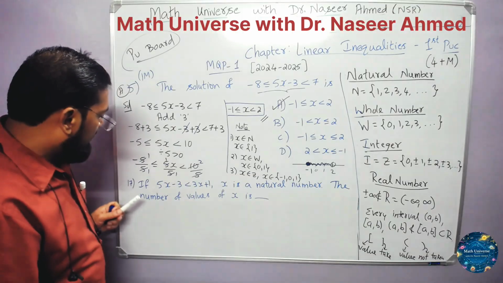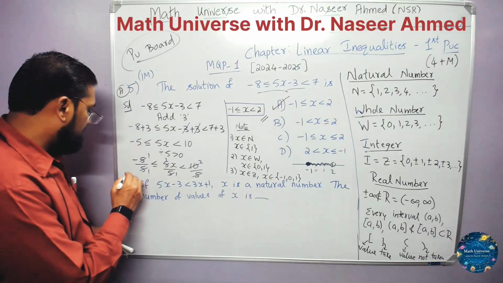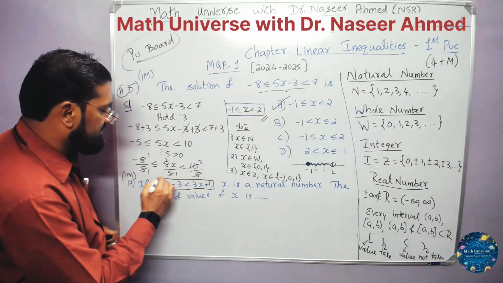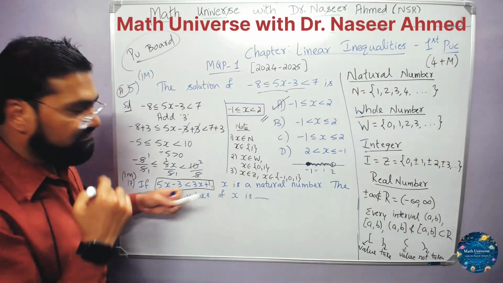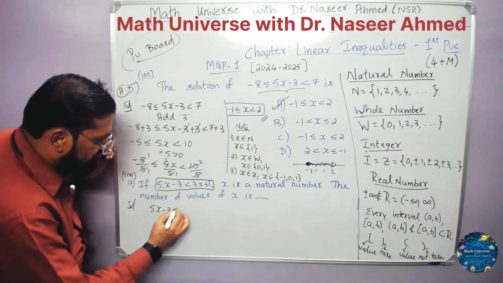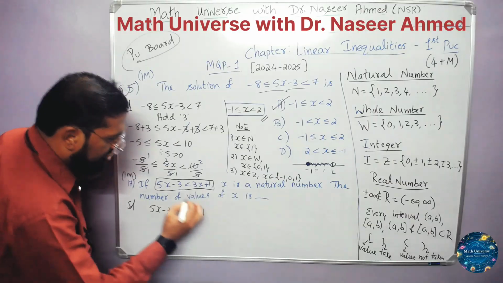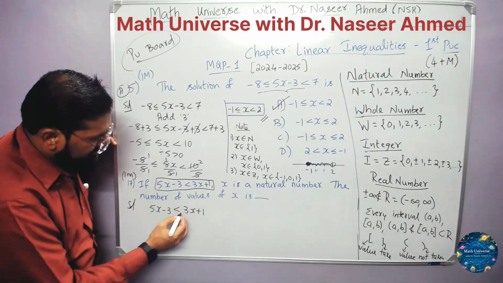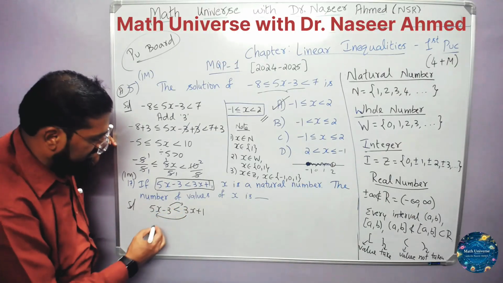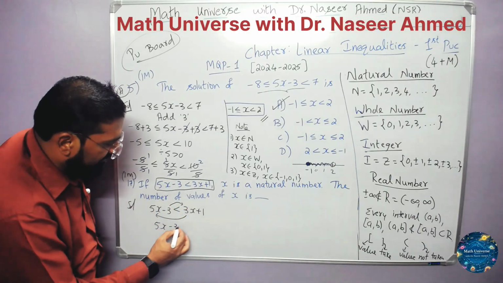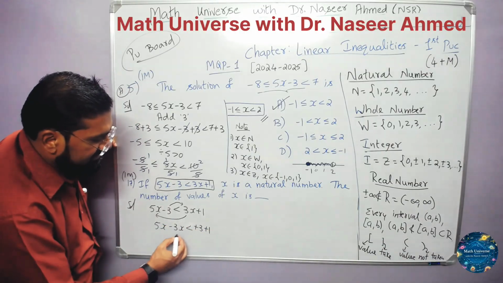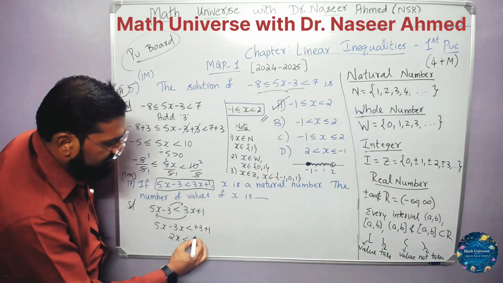Okay, now question 17 for 1 mark. Fill in the blanks. If 5x minus 3 is strictly less than 3x plus 1, x is a natural number, the number of values of x. Okay, 5x minus 3 less than 3x plus 1. I have to solve for x. So one side we can bring the x term, other side the non-x term, nothing but the constant. So 5x minus 3x less than, minus 3 will become plus 3, then plus 1. 5x minus 3x is 2x, less than 3 plus 1 is 4.